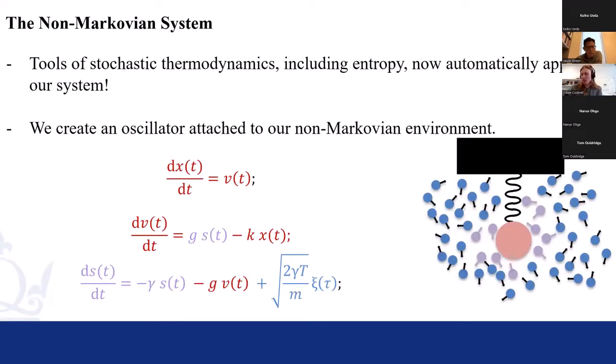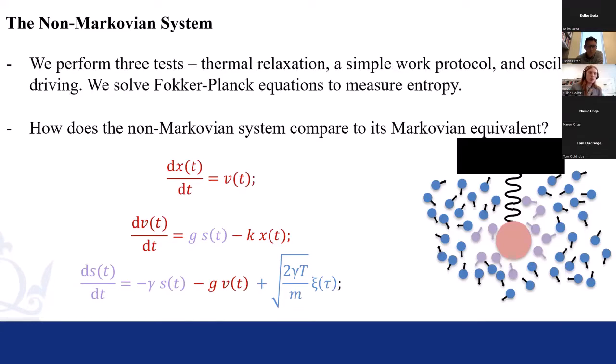So we construct our test system. In this case, it's still a Brownian motion particle, but we add a spring to it just to give it some sort of spatial potential. And likewise, this auxiliary system, S, sits between the velocity and the bath. And we will perform 3 different external protocols, relaxation or performing work on the system, to see and solve the Fokker-Planck equations in order to measure the entropy and to see how the non-Markovian system compares to its Markovian equivalent.